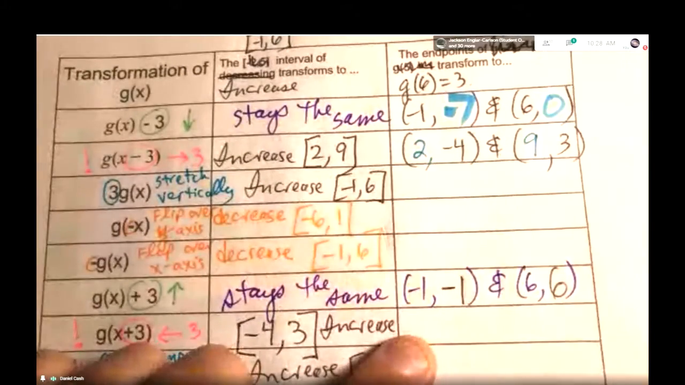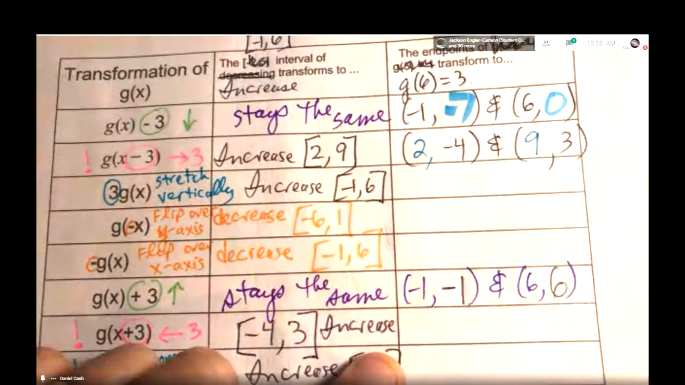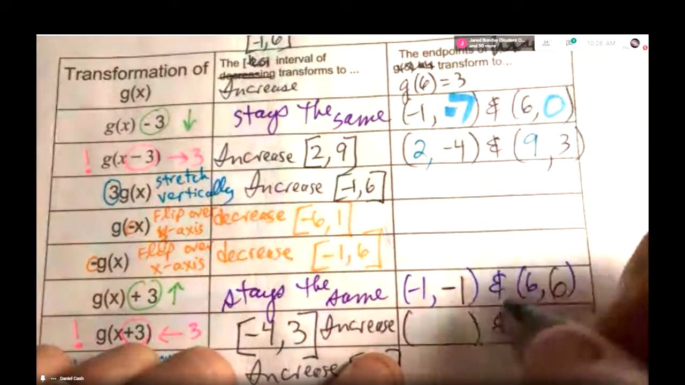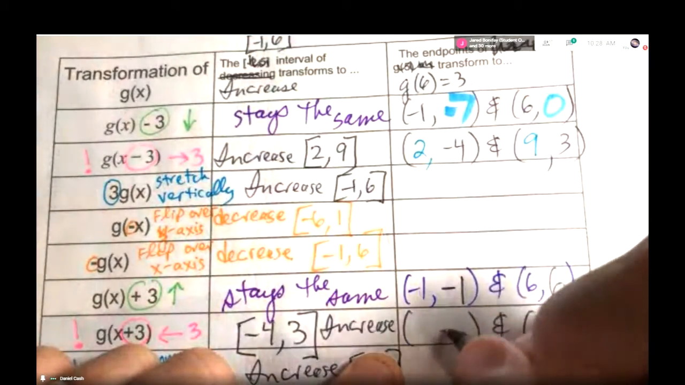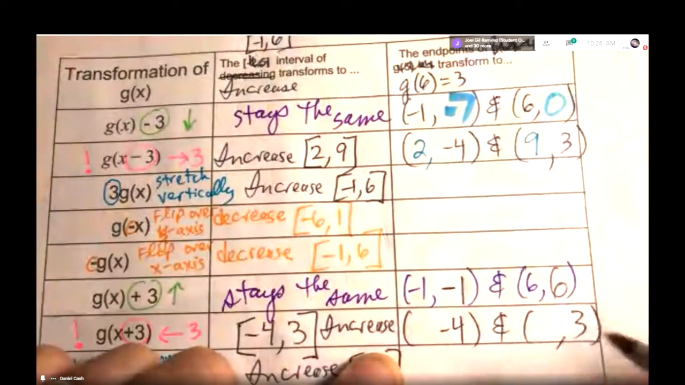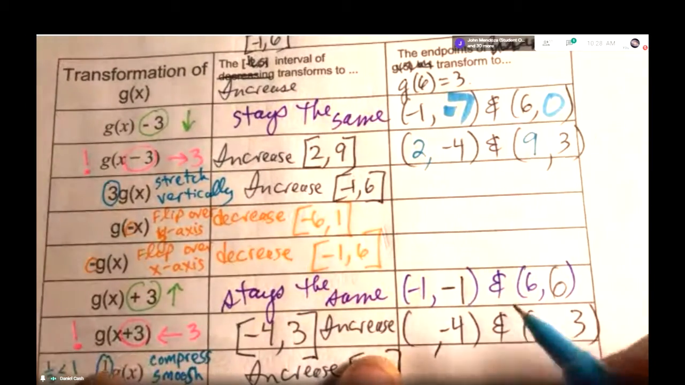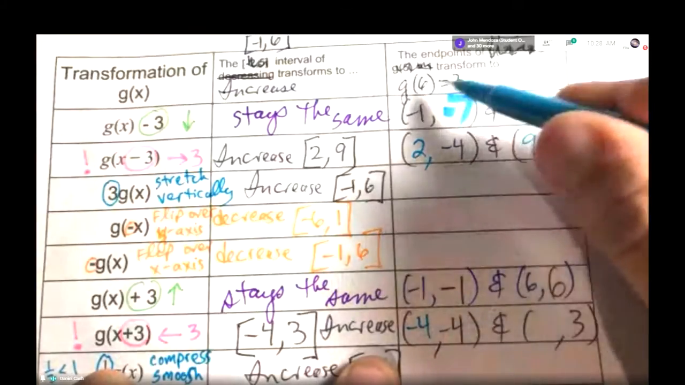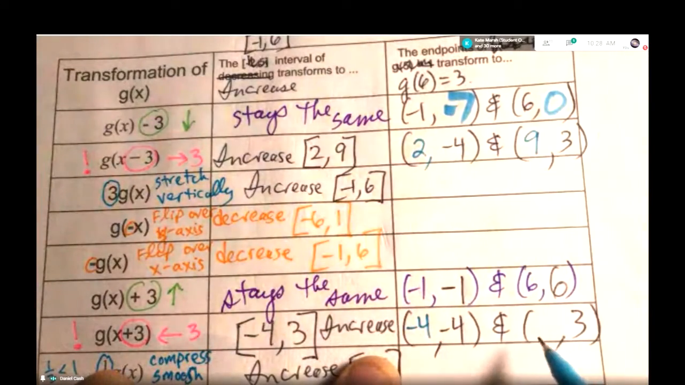Let's go to the vertical shift to the left. We're almost done, kiddos. Hang in there. So the -1, if we go to the left 3 units from there, we get -4. And 3 units to the left of 6 would put us at 3.